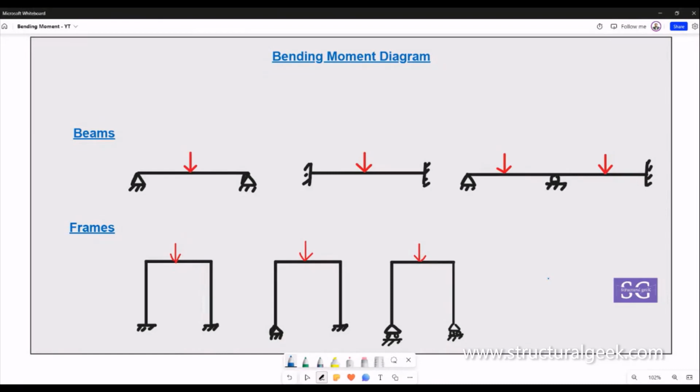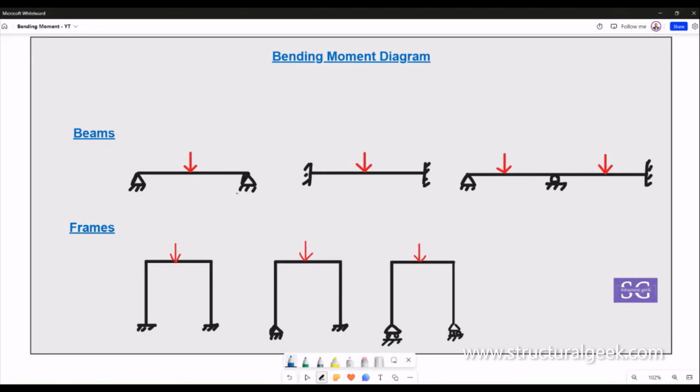This is a small video on bending moment diagram. Bending moment diagrams are a very crucial aspect when it comes to structural analysis, as it tells you how the structure is behaving and accordingly it helps you to design the structure. Here we are taking a few examples. First, we are taking a few examples of continuous beams.